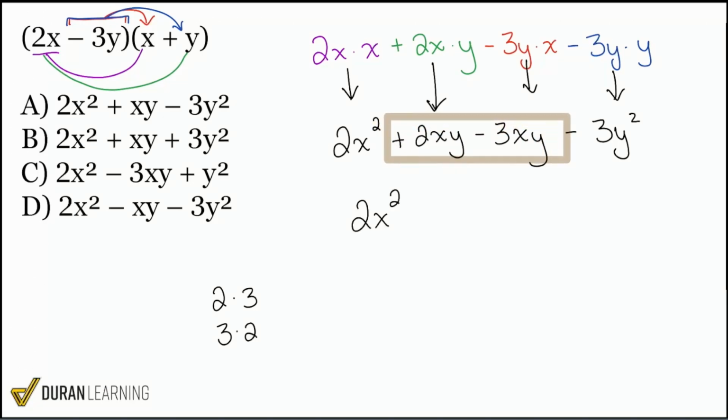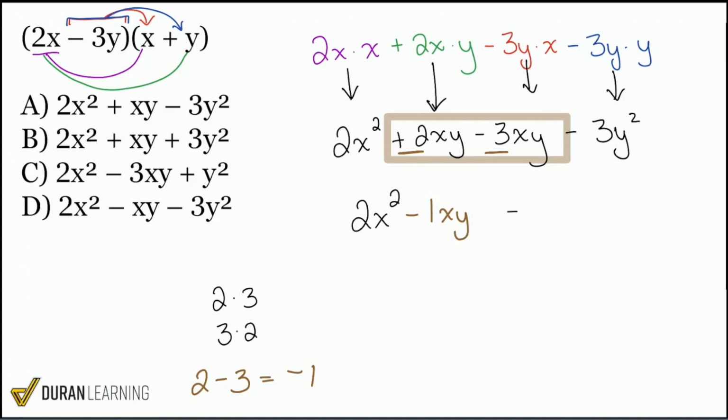2x squared, we'll continue writing that where it was. Then we have a 2 minus 3. Everybody, what is 2 minus 3? What's that going to give us? Yeah, that's going to be a negative 1 because 3 minus 2, that's 1. But 2 minus 3, that's going to be negative 1. And so with that said, everybody, nice and easy, we are going to have negative 1xy.